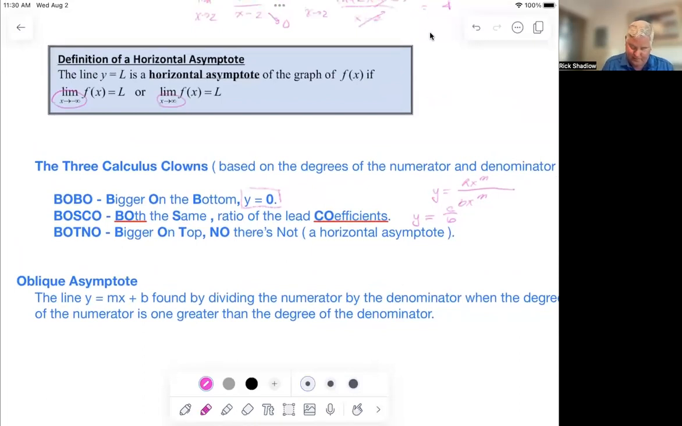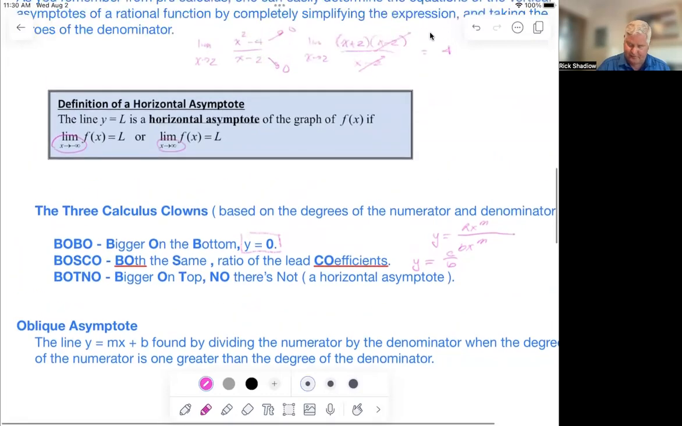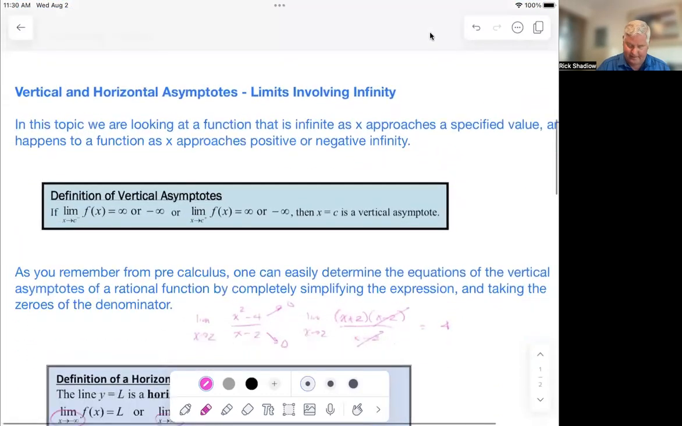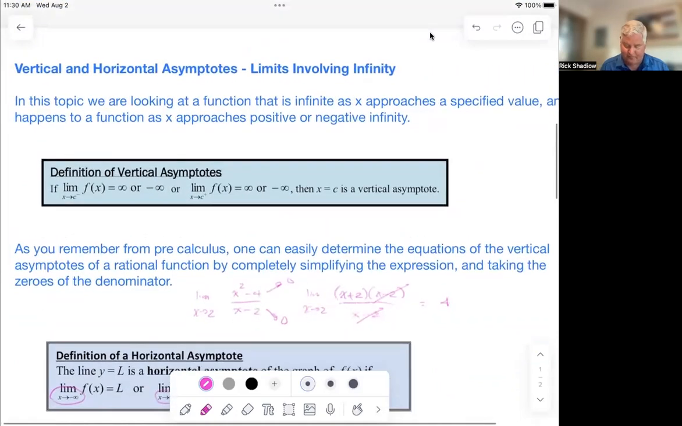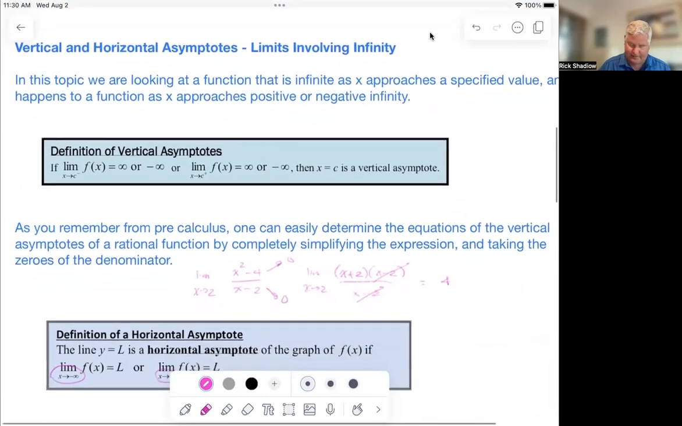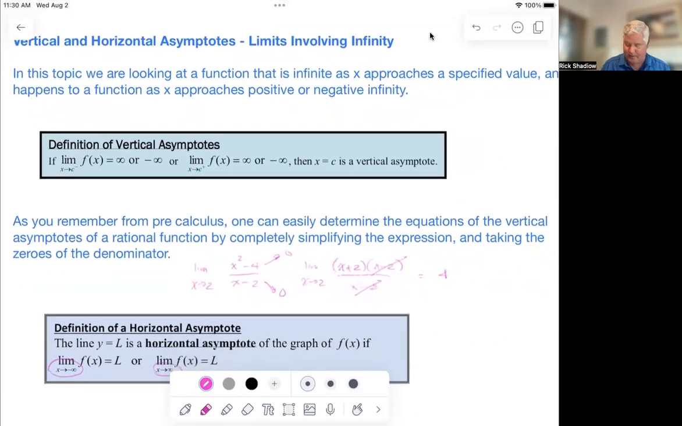But there's a pretty good way, hopefully, to remember the three calculus clowns: Bobo, Bosco, and Botno. Those of you who had me before have heard me say these in pre-calculus, but those actually came from some calculus notes a couple years back. So anyway, horizontal and vertical asymptotes, probably not a difficult topic for you, but one to review with you as they again affect limits and what's happening to the function.